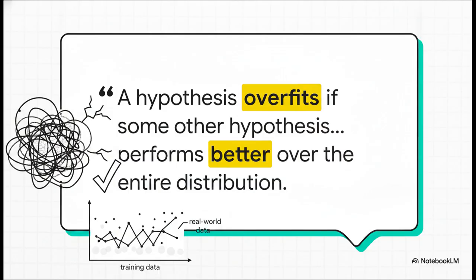To frame it, let's look at this classic academic definition from Tom Mitchell. He basically says overfitting happens when a model fits the training examples perfectly, but a different, maybe simpler model would actually perform way better on the real-world data. In plain English, it memorized the practice test, but totally failed to learn the actual underlying concepts.